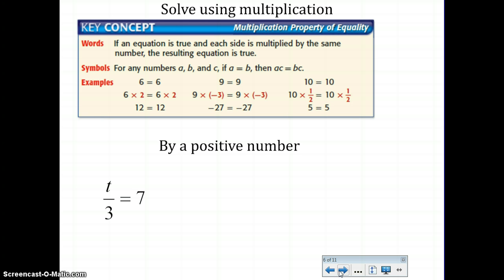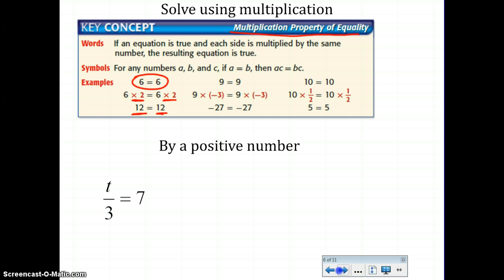So much like we had the addition and subtraction properties of equality, we also have the multiplication property of equality. And this, again, basically states the same thing. If we have an equation where the left side is equal to the right side, and we do something to the left side and we do the identical thing to the right side, our resulting answer is 12 equals 12.